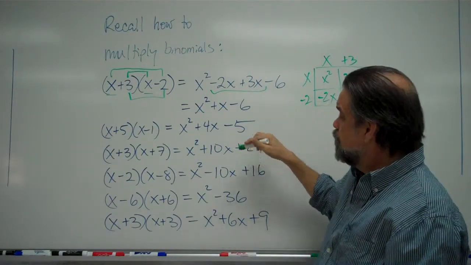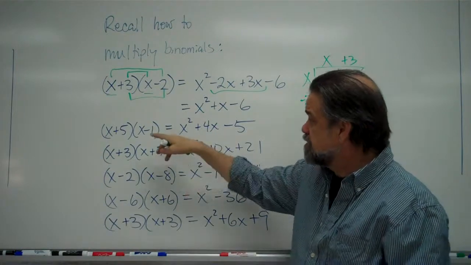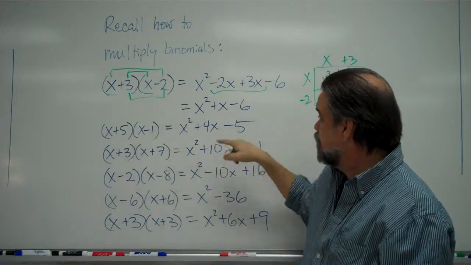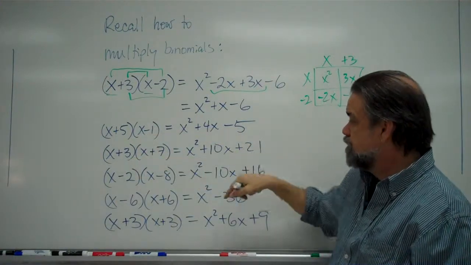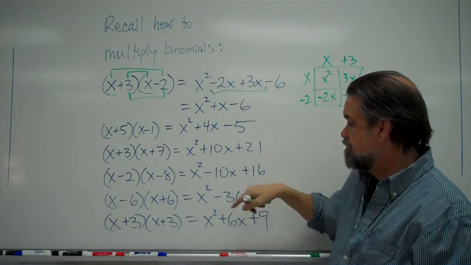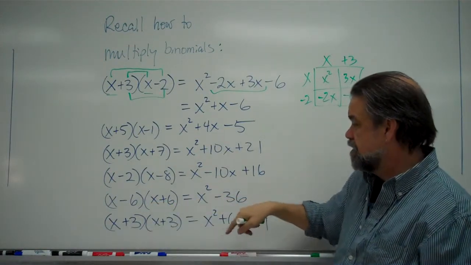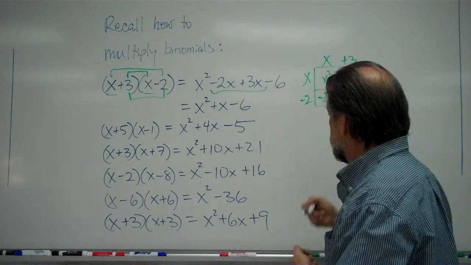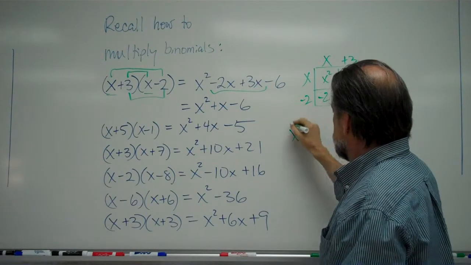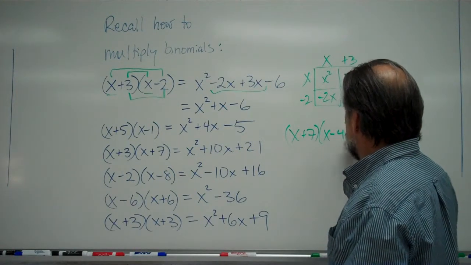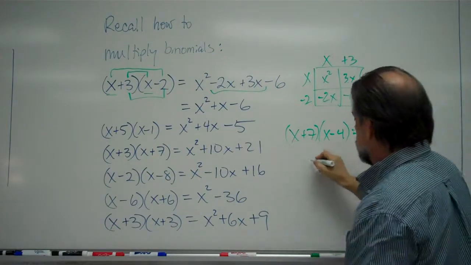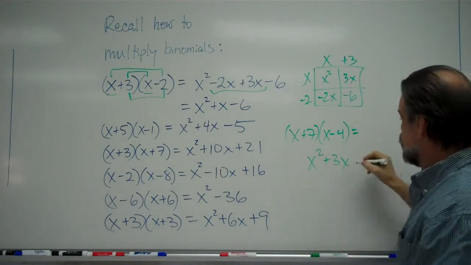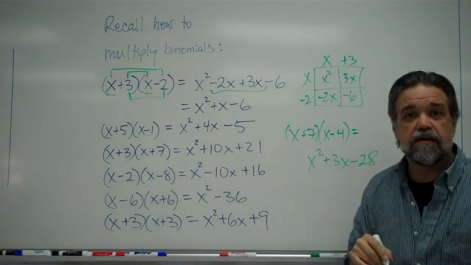What about the last term? Well, the middle term is actually the hardest one because that's the combination of two different terms. The last one is very simply 5 times negative 1, negative 5. 3 times 7, 21. Negative 2 times negative 8, positive 16. Negative 6 times 6, negative 36. 3 times 3, 9. So it makes it really fast if I have something like x plus 7 times x minus 4. I'm going to look at this and say, okay, that's x squared. 7 minus 4 is 3x. 7 times negative 4 is negative 28. And voila, got it done right there.